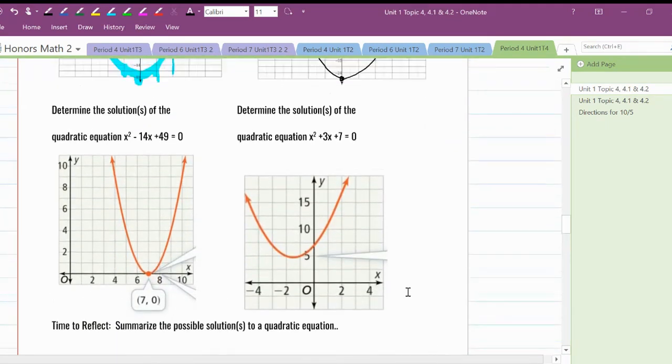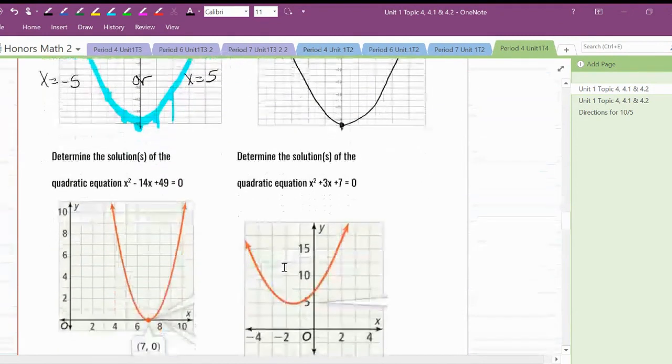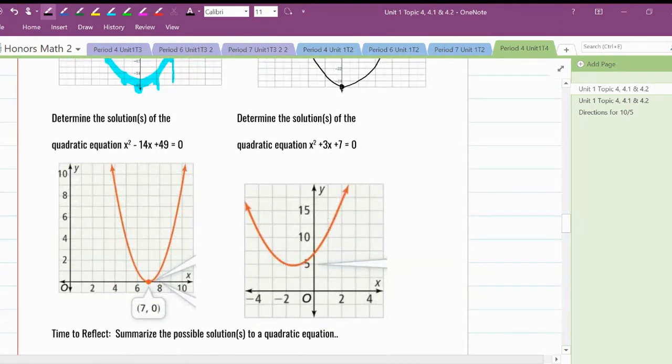And we're just going to take a quick look at the scenarios here. We had 2 solutions to our equations. Here we have exactly 1 solution. And this one is real because it's on my real number line. The solution here is x equals 7.